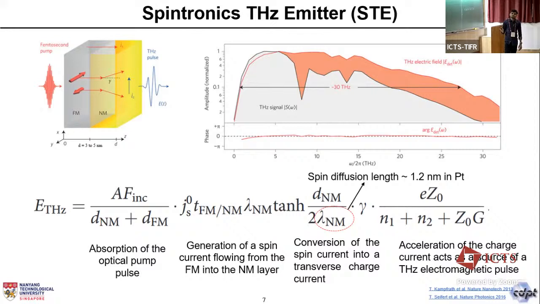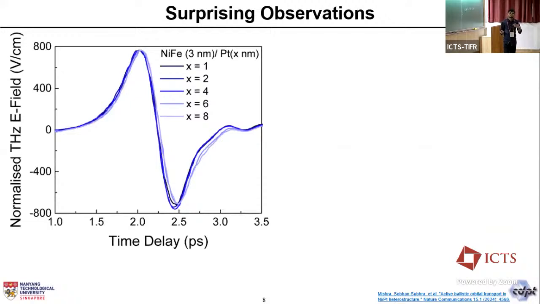That means if we increase the platinum thickness from here on, then there should not be any change in the arrival time of the terahertz or the shape of the terahertz. There will be just some absorption of the terahertz by the platinum layer. That's what we observe when we have NiFe as a ferromagnet and platinum as a heavy metal. When we changed the platinum thickness, we didn't see any change in the arrival time of the terahertz or the shape of the terahertz.